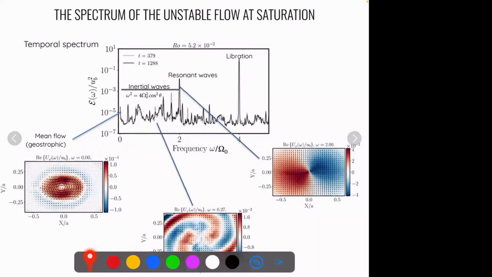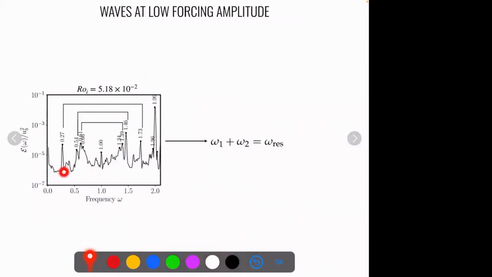And so for this, the first experiment that I showed was at a small Rossby number, about 5 times 10 to the minus 2. What we see is many peaks in the inertial wave range, so many inertial modes. And what's striking about them is that you can pair them by 2. You can make pairs, and when you sum the frequencies in one pair, you get the frequency of the resonant wave. So the frequency of this one plus this one is equal to the frequency of this one. Same for this one and this one, this one and this one, etc. You get the picture. So you have many waves that satisfy this particular relationship. So what's really going on here?